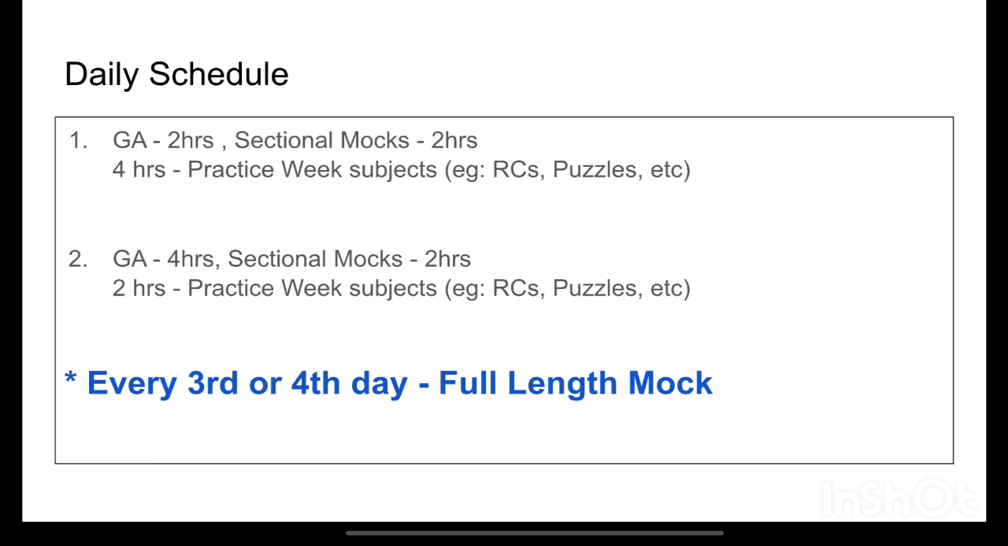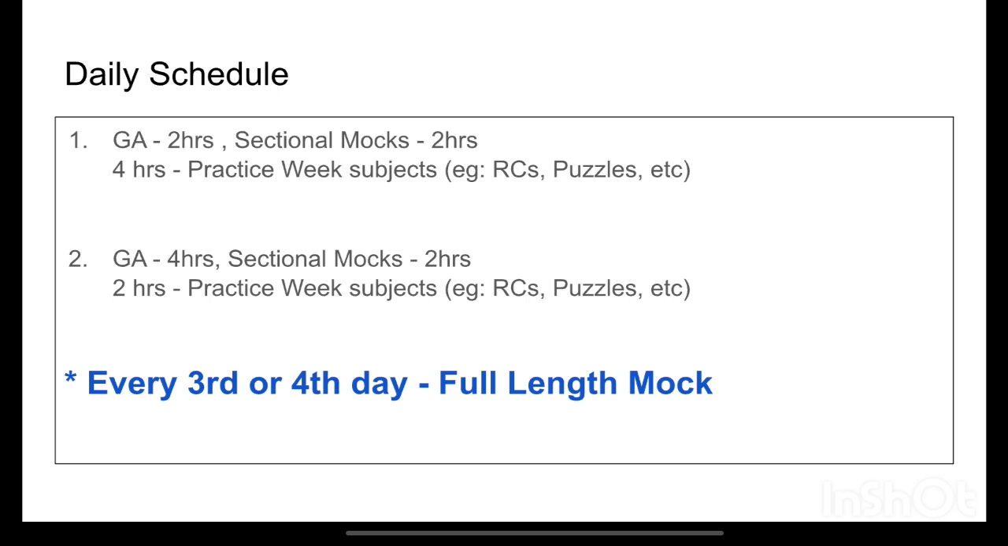So you'll identify after writing your sectional mocks, okay, I'm little bit weak in RCs, or I'm weak in puzzles, or some other subject or topic in quants. So you will be dedicating that 4 hours to practice those weak subjects and try to grab 2 or 3 additional marks in your coming sectional attempts. So that is your plan 1.